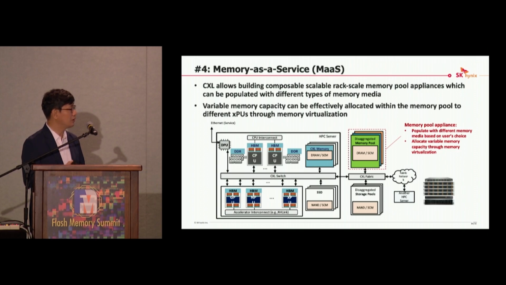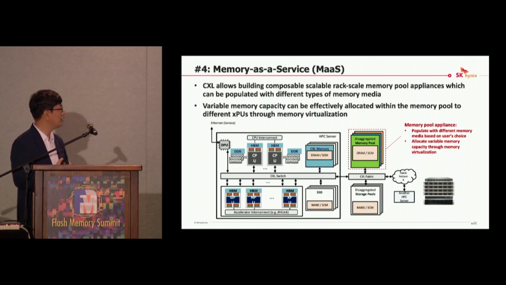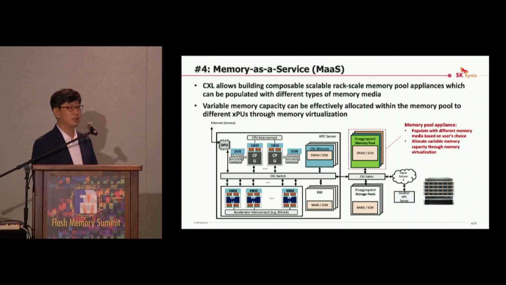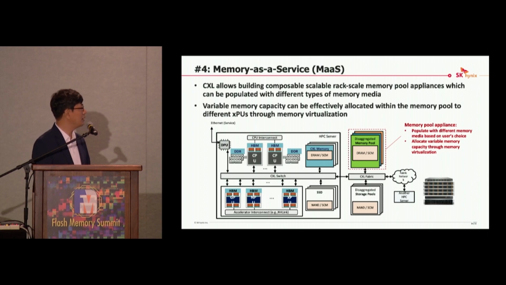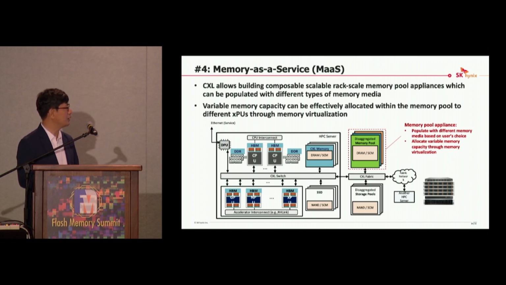And the second aspect is that CXL allows building composable, scalable rack-scale memory pool appliances, which can be populated with different types of memory media. So as highlighted here in different colors, green, blue, and orange, based on the user's choice, we could provide one with one type of memory, the other one with different types of memory. So now this gives us some freedom to provide different types of memory pool appliances.